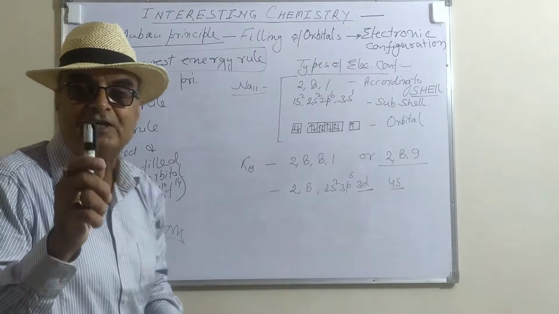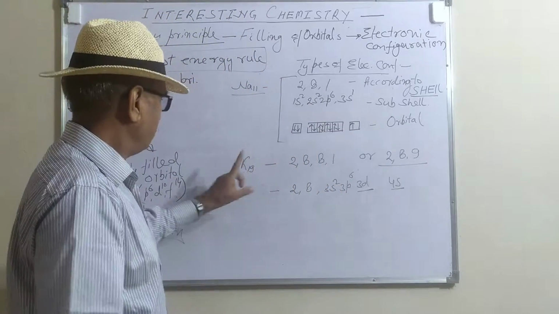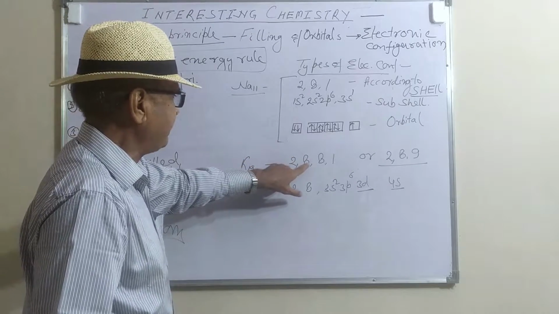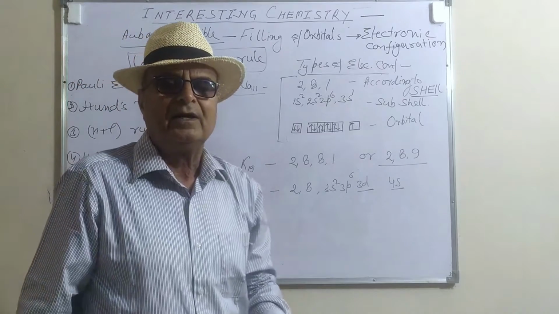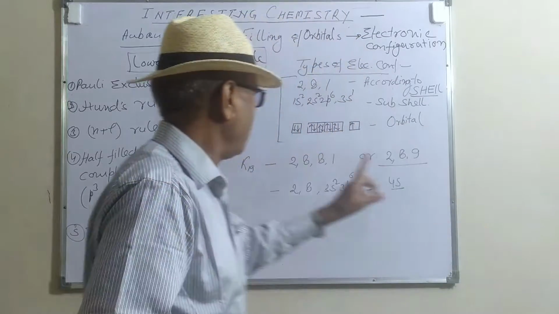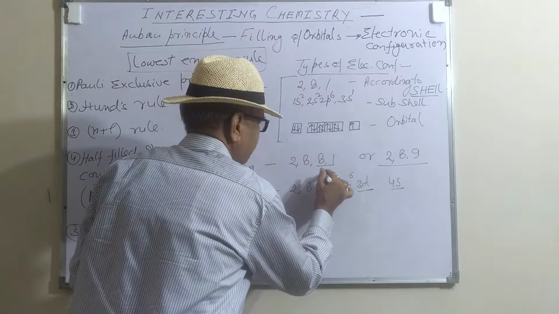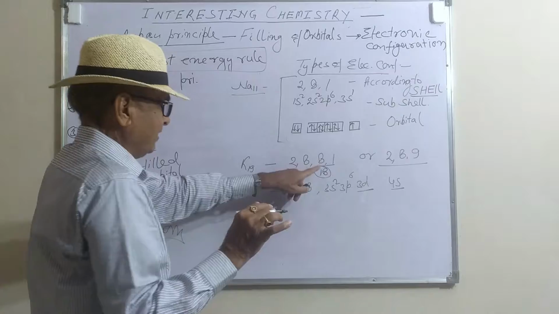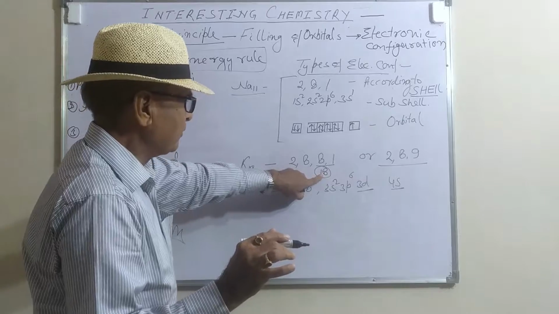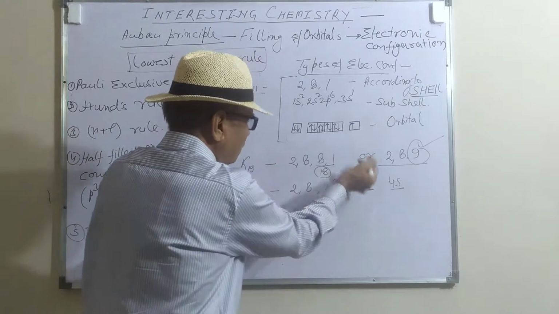I am also going to tell you one thing. When you write in 9th class the configuration according to shell, 2, 8, 8, 1 for potassium 19, some students ask me: sir, the maximum capacity of the third shell is 18, so the third shell can accommodate 18 electrons. So why not 9? Why does it go to the fourth shell?